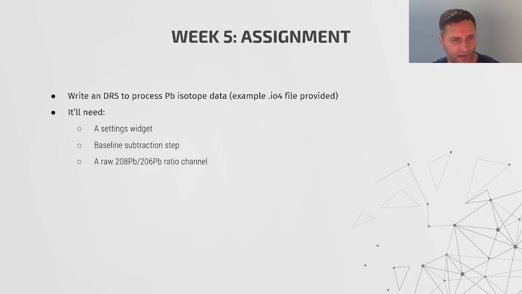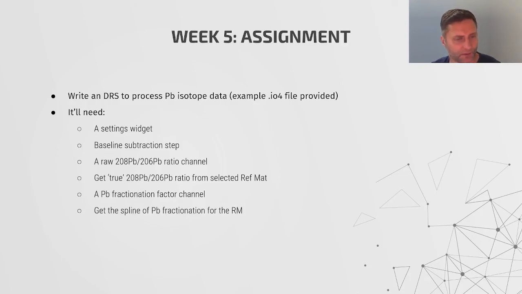Then you'll need to create a lead-208 to lead-206 ratio channel, and this will just be the raw channel, just looking at the baseline subtracted values. Then you'll need to get the true value of that ratio for the selected reference material from the reference material file. Then you'll need to create a channel that calculates the lead fractionation factor, just like we showed in the presentation today. Then you'll need to use the spline of that channel for the reference material to correct for the lead fractionation for all of the 208, 206 lead values.